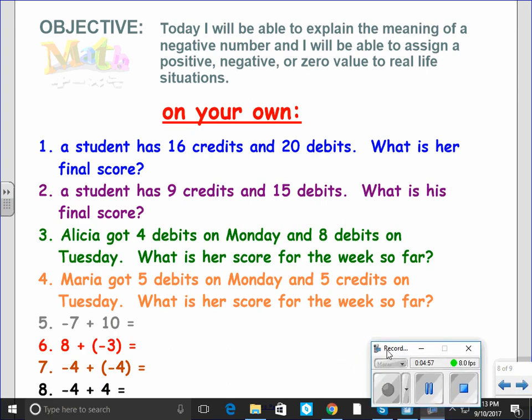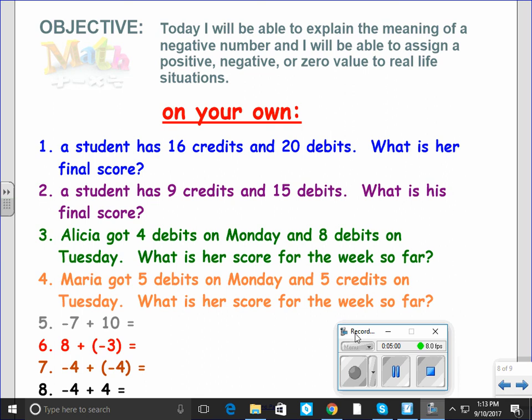Go ahead and work these problems on your own. Bring the answers to these 8 problems to class. Number 1, a student has 16 credits and 20 debits. What's her final score? Number 2, a student has 9 credits and 15 debits. What's his final score? Number 3, Alicia got 4 debits on Monday and 8 debits on Tuesday. What's her score for the week so far?